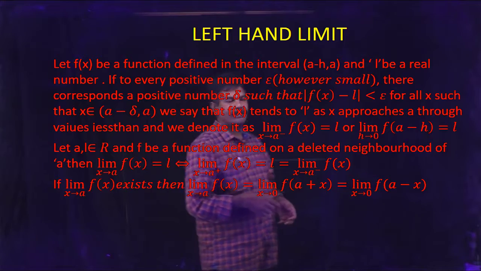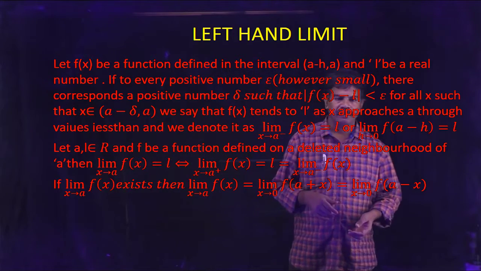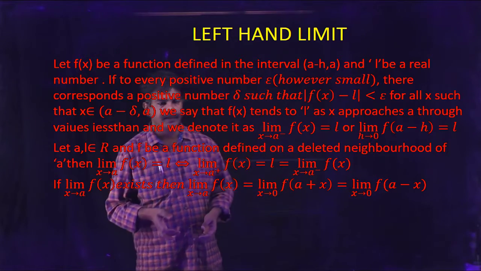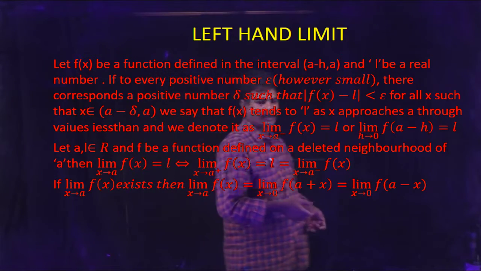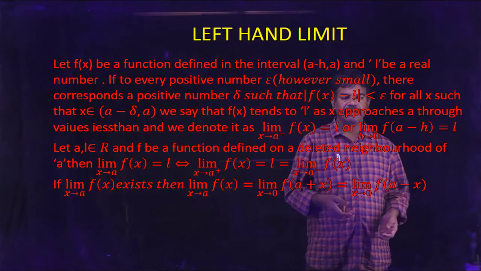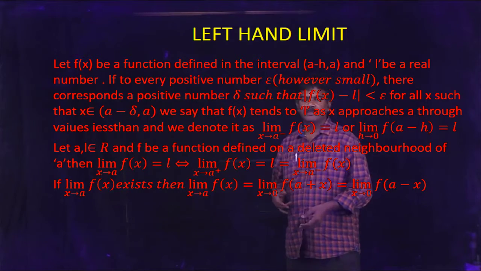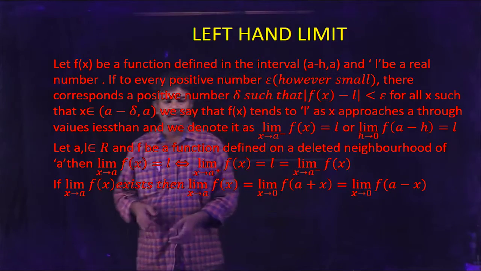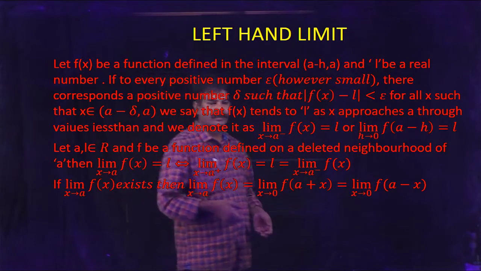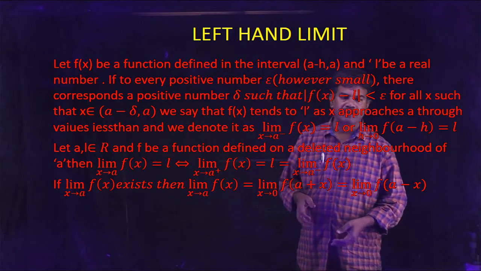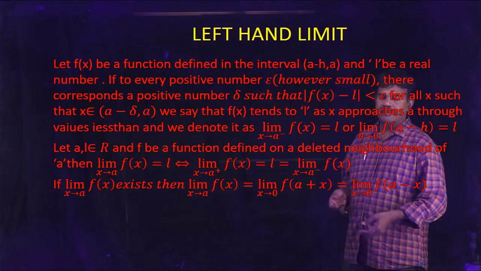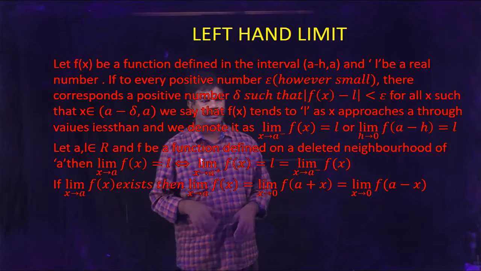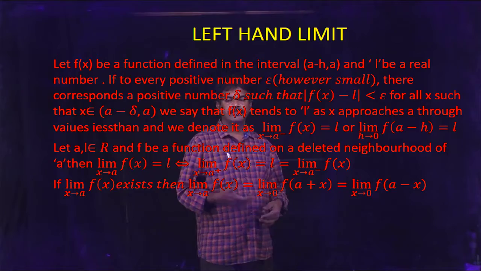Let a, L belong to capital R and f be a function defined on a deleted neighborhood of a. Then limit x tends to a, f of x is equal to L, if and only if limit x tends to a plus, f of x is equal to L, is equal to limit x tends to a minus, f of x. If limit x tends to a, f of x exists, then limit x tends to a, f of x is equal to limit x tends to 0, f of a plus x, is equal to limit x tends to 0, f of a minus x. This is the left hand limit.